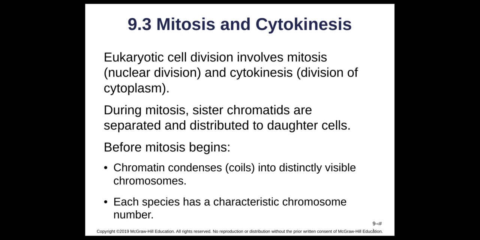So before mitosis can even begin, chromosomes have to be formed. So we have to condense chromatin into coils to make chromosomes. And it is important to note that each species has its own number of chromosomes. The number does not make you more intelligent or less intelligent as a species. You just have an amount of chromosomes.